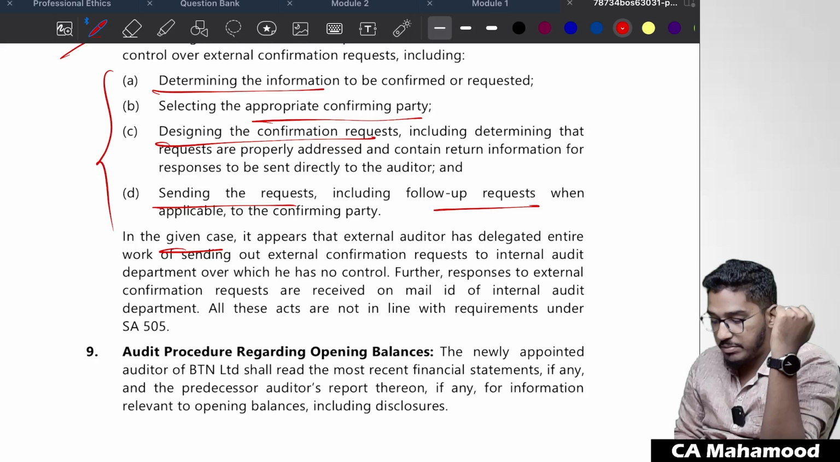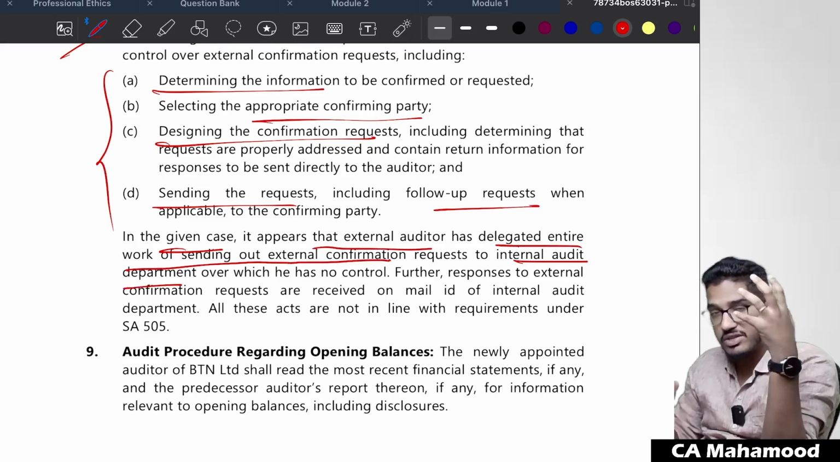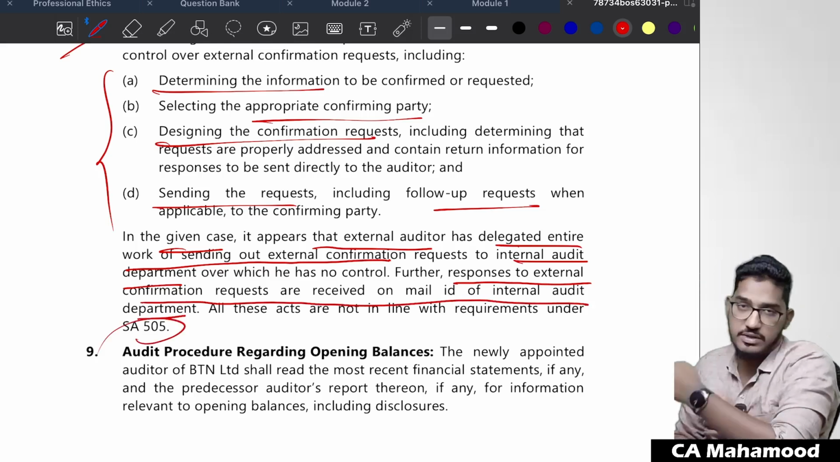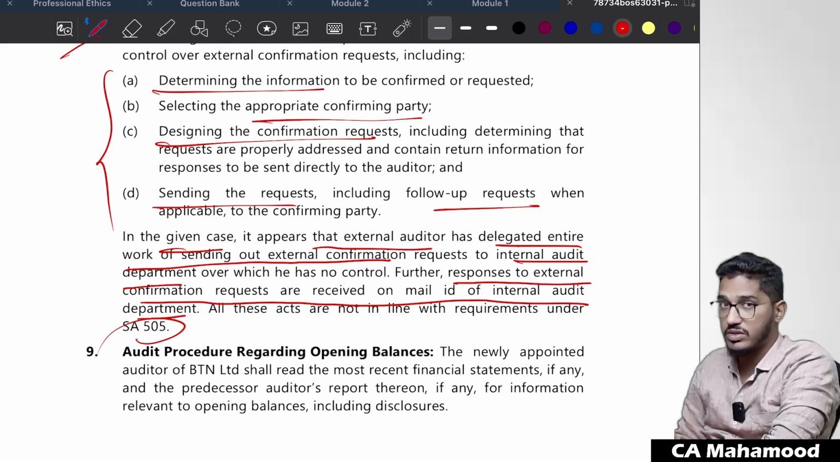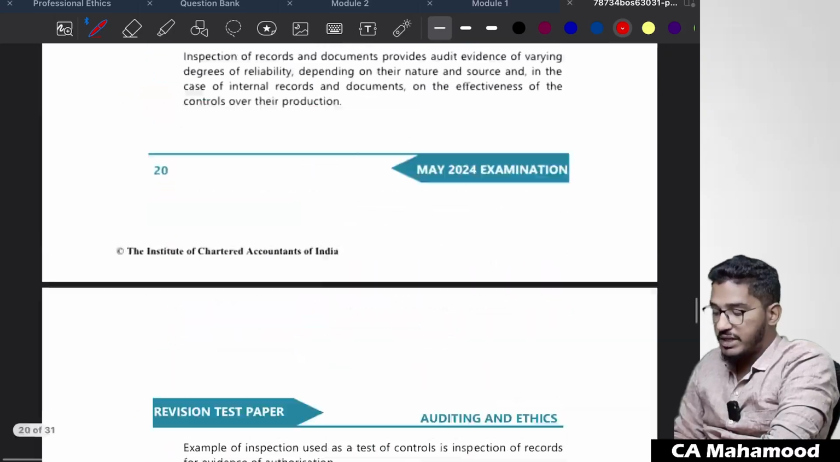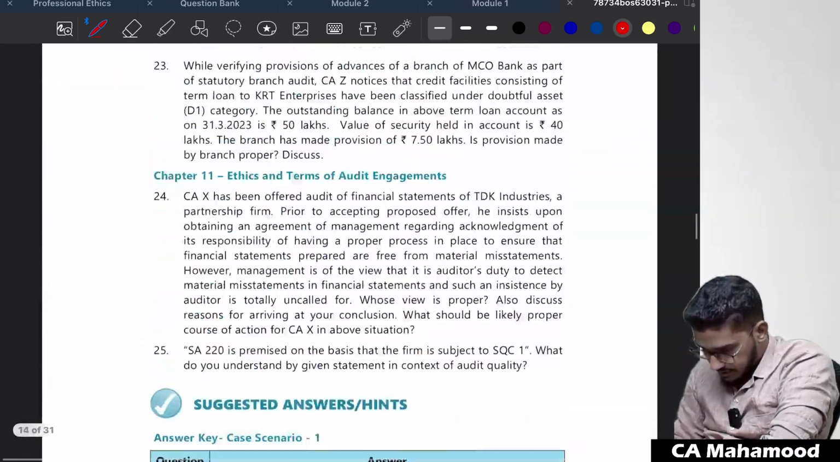However, in the given case, it appears that the external auditor has delegated the entire work of sending out external confirmation requests to the internal audit department, over which he has no control. Further, responses to external confirmation requests are received on the mail IDs of the internal audit department. All these acts are not in line with the requirements of SA 505. So he did not send and get the responses to the external confirmation as per SA 505. Nothing but the approach followed by the external auditor is improper here. Next.